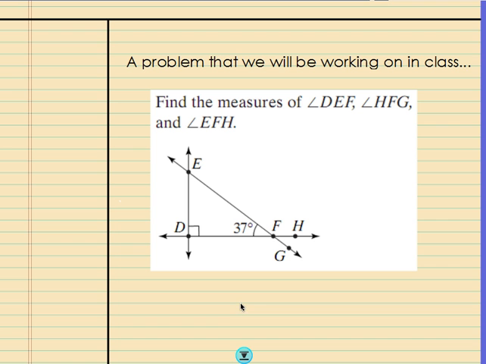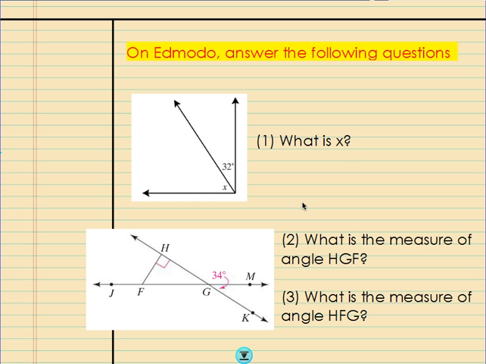This is a problem that we will be working on in class, so feel free to try this right now. I'm not going to go over it right now, but try it if you want. Here are 3 questions, 1, 2, and 3, for you to answer in Edmodo. Number 1, what is the value of x? So what is this measure? Number 2, what is the measure of angle HGF? HGF, this angle over here. And number 3, what is the measure of angle HFG? HFG, this angle over here.